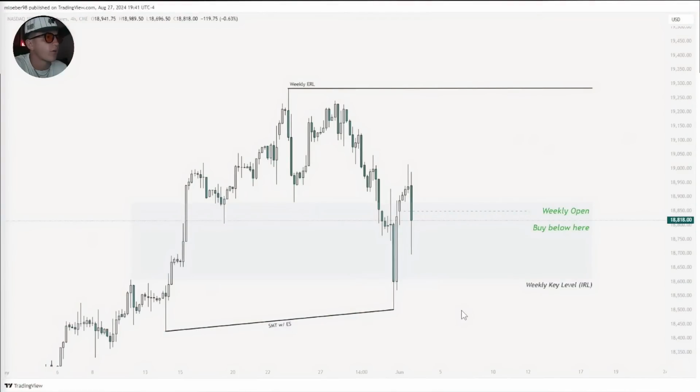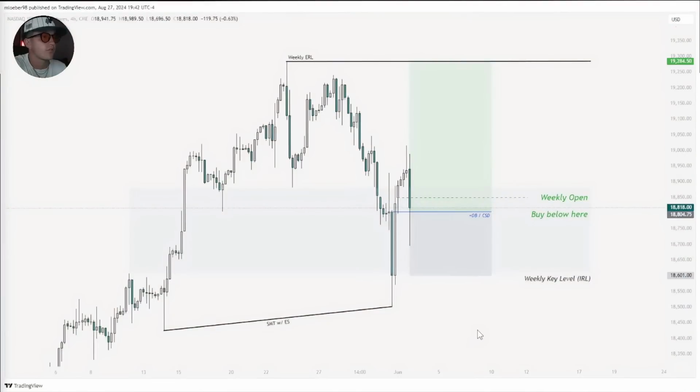So here is our 4-hour depiction on the NASDAQ, and here is the dashed line of weekly open. See if you could frame the trade based off of just this chart and mark up your annotations before I show mine on the next slide.